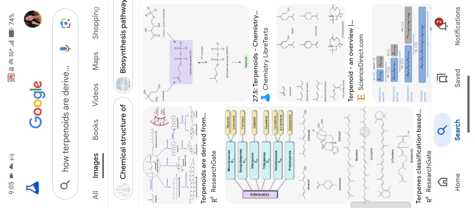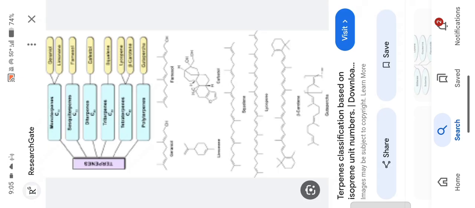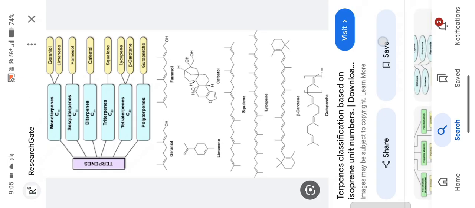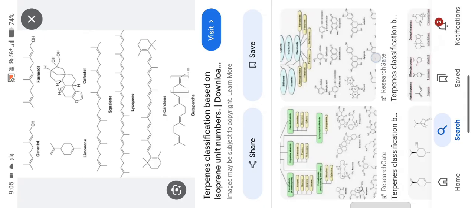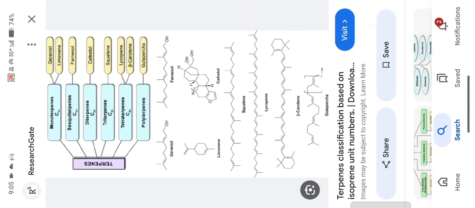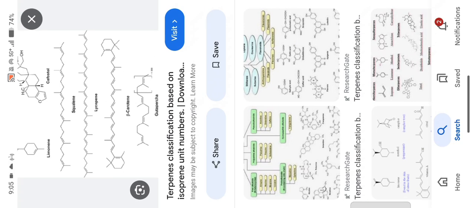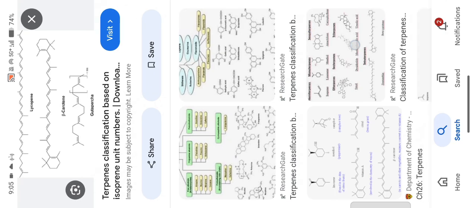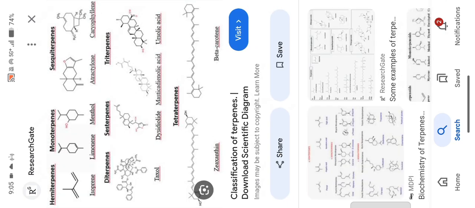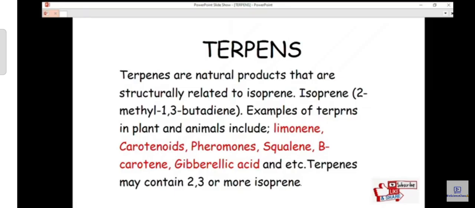I googled how terpenoids are derived from isoprene, and I asked likewise, but they didn't answer me in the correct way. Yeah, terpenes. See, monoterpene, sesquiterpene, diterpene, triterpene, tetraterpene, polyterpenes. How did we get menthol? I want to know those things. Okay, let's watch the video.